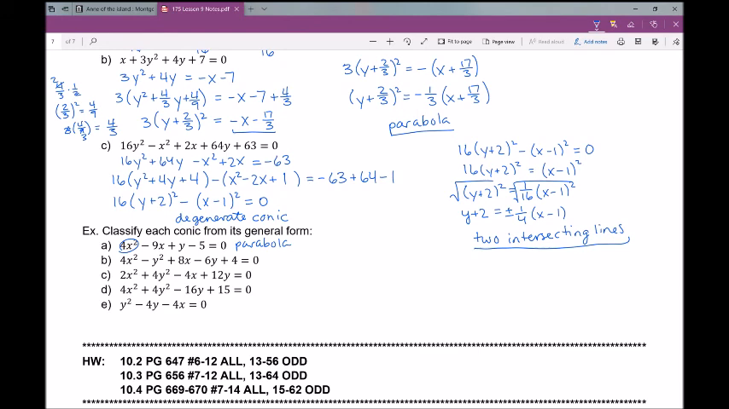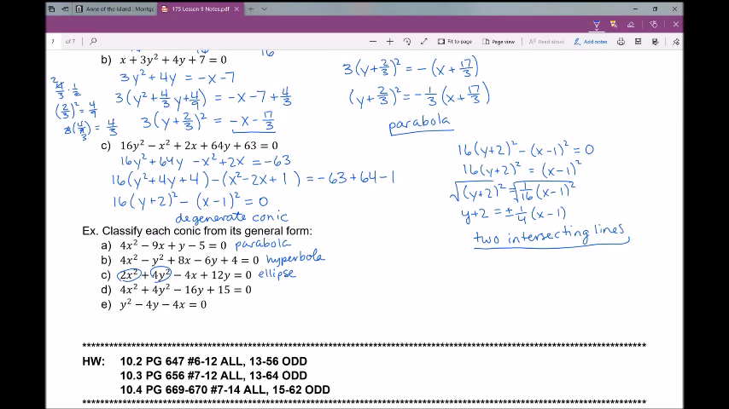In example B, notice we have two squared terms. We have a 4x squared and a y squared, but there's a negative sign between them, so they have opposite signs. So this is going to be a hyperbola. Okay, so two squared terms, opposite signs, we have a hyperbola. In example C, again, we have two squared terms, but we have the same sign. So they're both positive, so right off the bat, we know an ellipse.